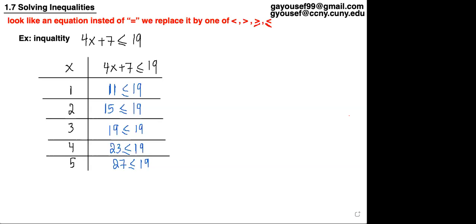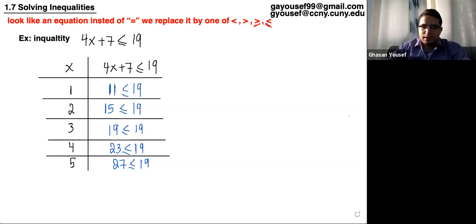Only the numbers, the domains 1 to 3, satisfy the inequality. This is correct because 11 is less than 19. So this is correct here, as I said, from 1 to 3. The second one is 15: 15 is less than or equal to 19. This is also correct because 15 is less than 19.